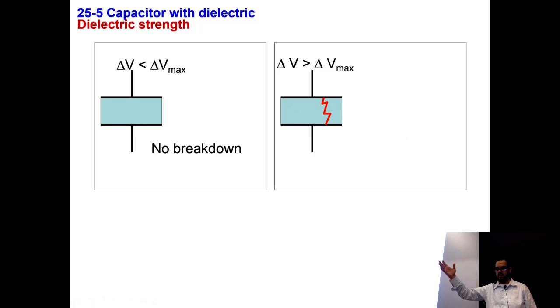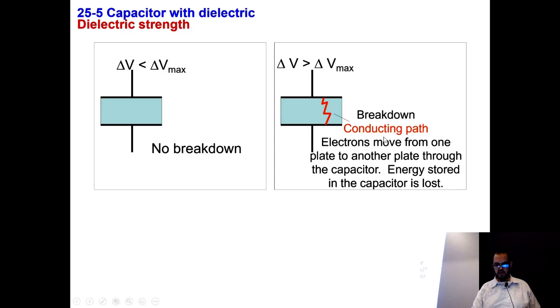Air is supposed to be an insulator, but when you have clouds accumulating, you can exceed the maximum electric field of the air, and you can start having conduction through the air. So it stops being an insulator, and it starts conducting. So there is a breakdown, a conducting path, and hence electrons will move from one plate to another, and the energy stored in the capacitor will be lost.